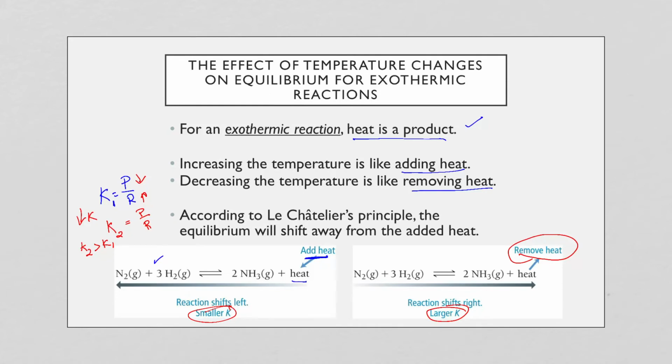But if we are running a reaction at a temperature and it's exothermic, one thing we could try to create more product is to run it at a lower temperature, because that will favor product formation. Okay, so that's an exothermic reaction.